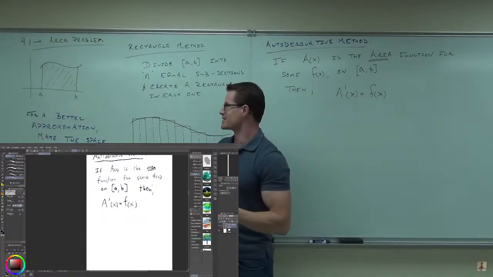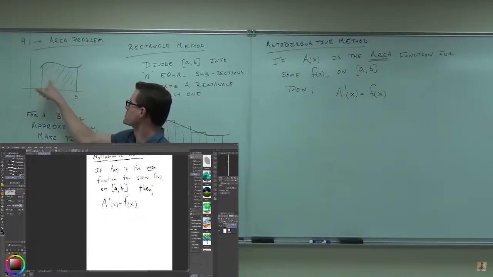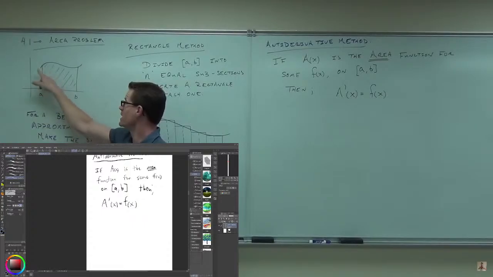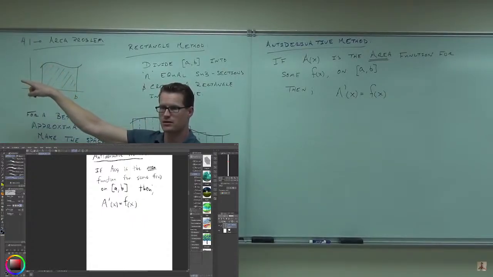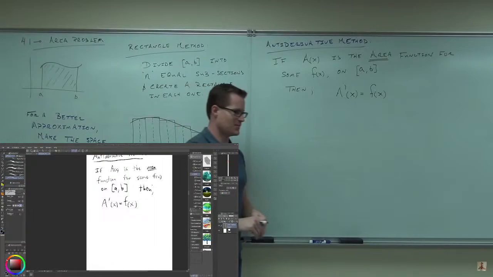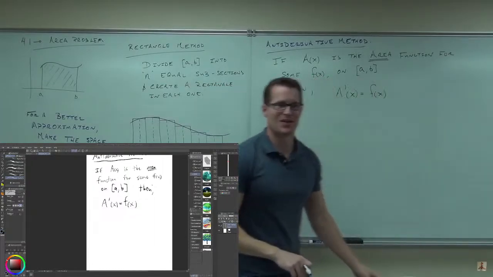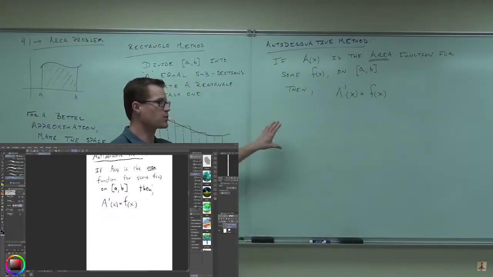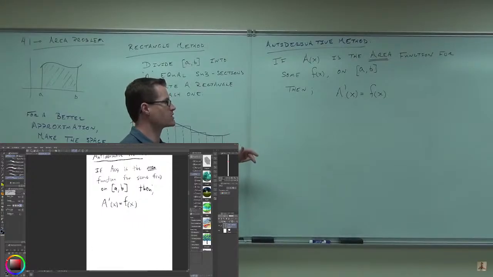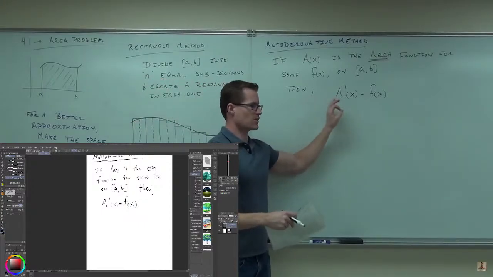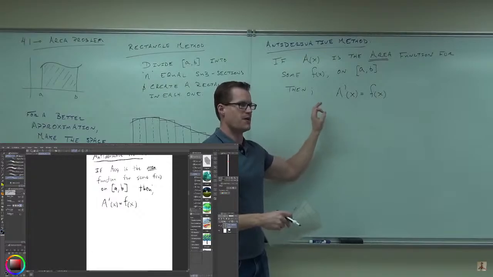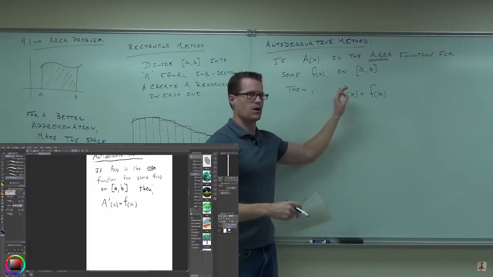So basically it says this. If your area function represents the area, take a derivative and you get the function back. Does that make sense to you? It shouldn't really, not that much. I'm going to prove this to you later. I'm not proving it yet. What you need to know right now is that if you are given an area function, take a derivative of that thing and it will give you your function back.